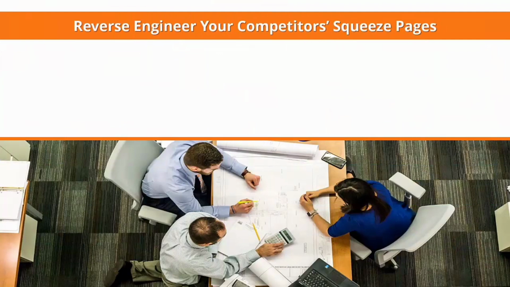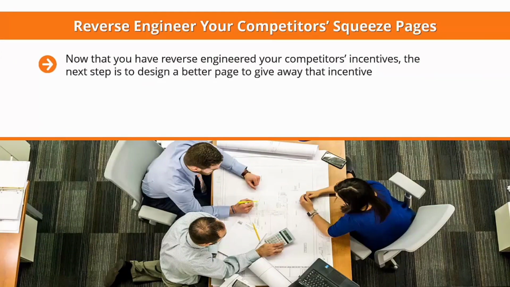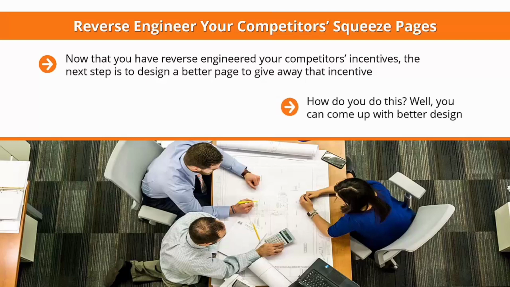Reverse engineer your competitors' squeeze pages. Now that you have reverse engineered your competitors' incentives, the next step is to design a better page to give away that incentive. Again, your notes and your competitors will come in handy here. You need to come up with squeeze pages that would blow everybody else out of the water. How do you do this?